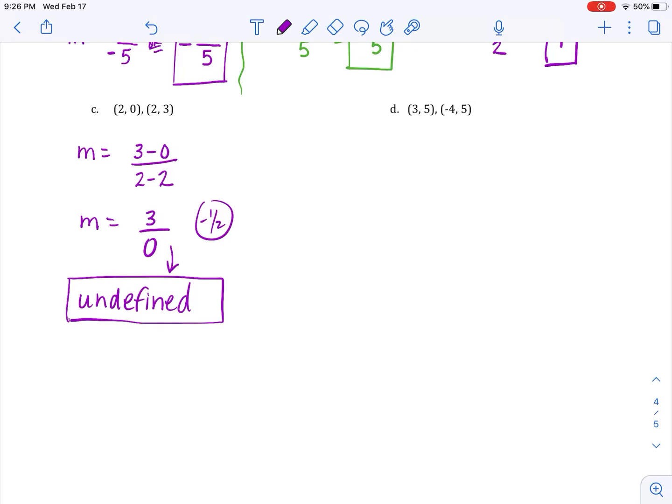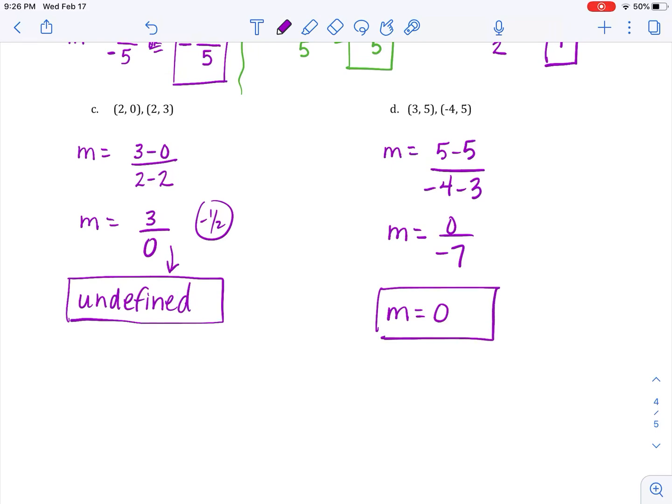All right, and finally D. Again, we'll subtract the y's on the top. So we'll do 5 minus 5. And then we'll subtract the x's on the bottom. Negative 4 minus 3. We end up getting m equals 0 on the top, negative 7 on the bottom. But 0 divided by anything remains 0. So your final answer is m equals 0.